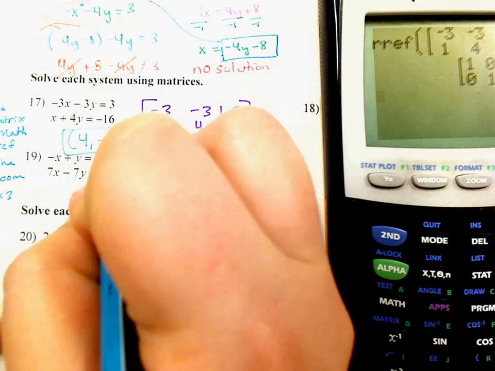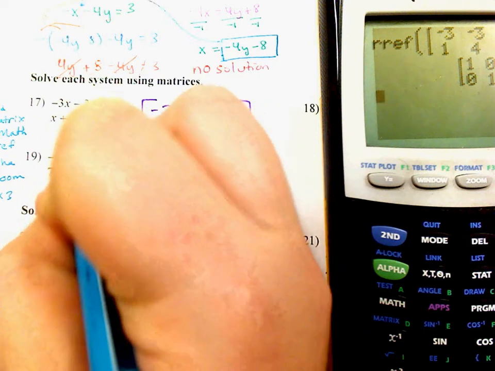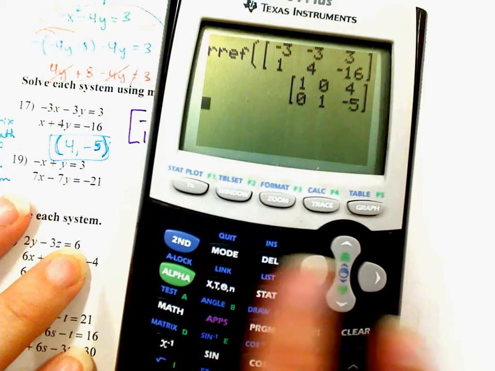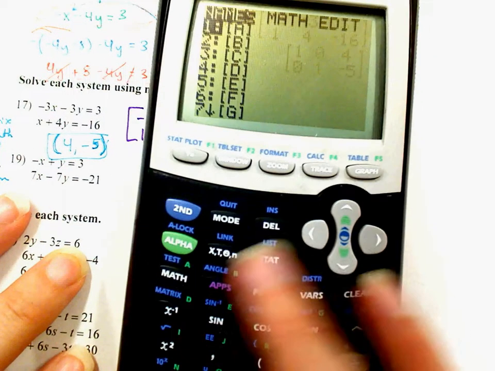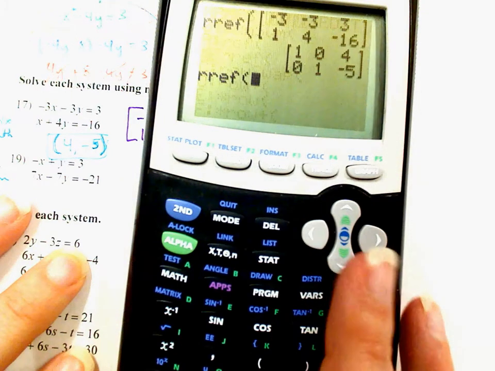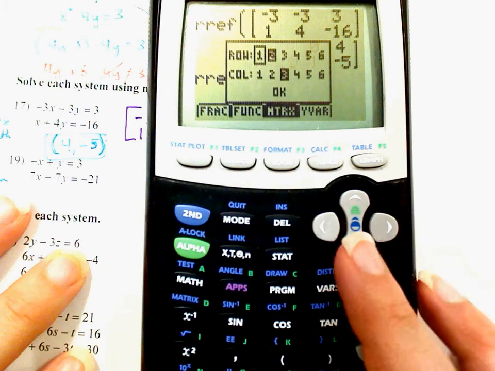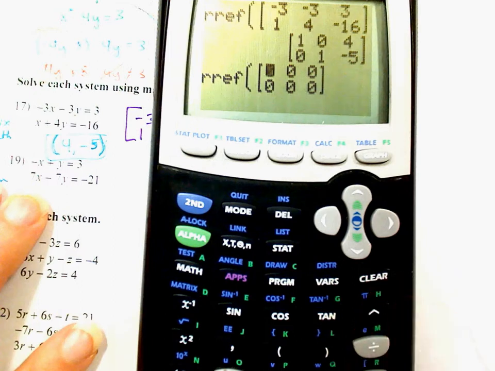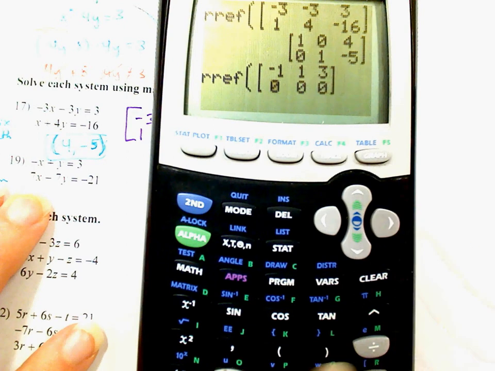Okay, so let's talk about 19. Shall we just type it in? Second matrix, over to math, RREF, alpha, zoom, it's a 2 by 3. What numbers are going to type in? Guys, what numbers do I plug in? Negative 1, 1, 3, 7, and I press enter and I get, oof, what do I get?